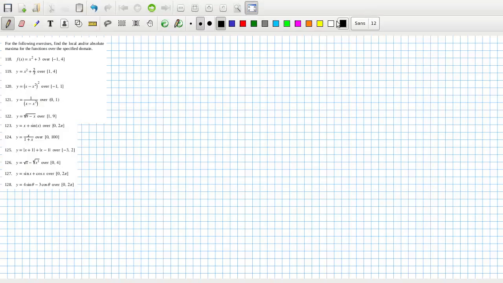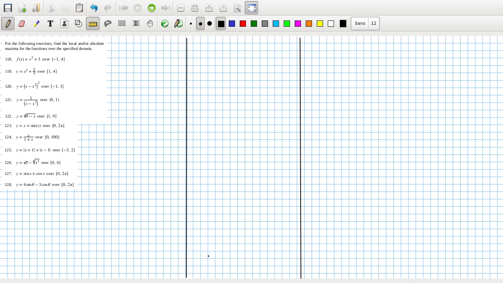Okay, let's have a look here. Find the local and or absolute maxima for the functions over the specified domain. Okay, let's split the page a bit. Right, 118.